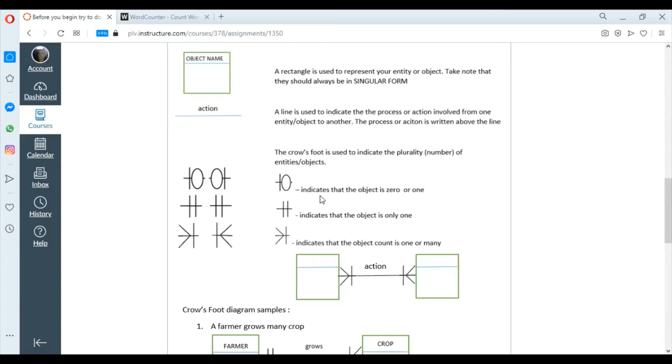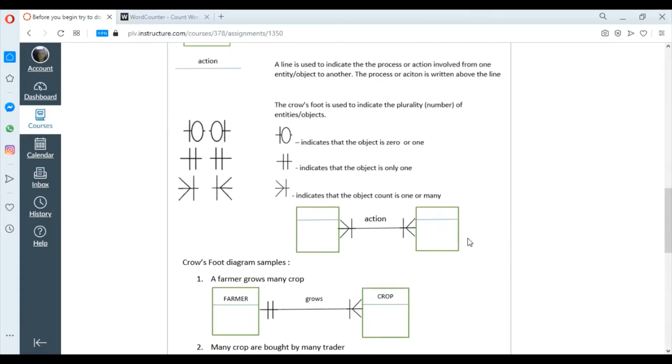Now, what are the symbols used for a Crow's Foot? We have here, first example is zero or many. Sorry, zero or one. Okay, so one is indicated by the vertical line. We have here one. Okay, although there are two lines, that symbolizes that the object is only one. And then we have here one or many.